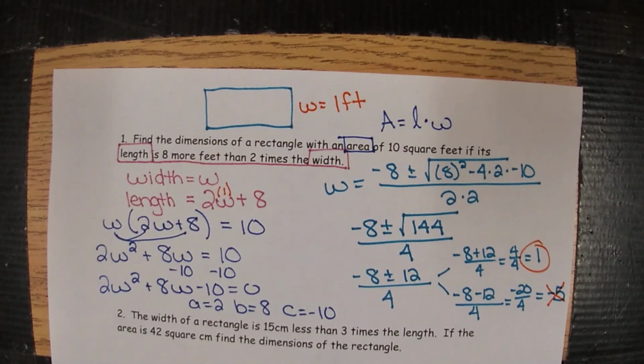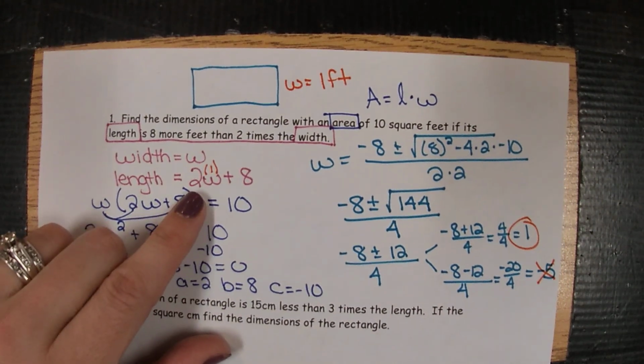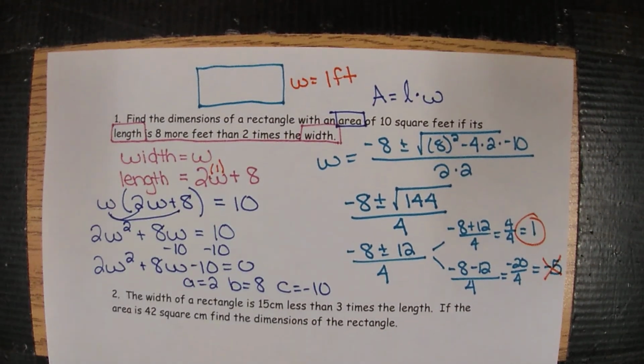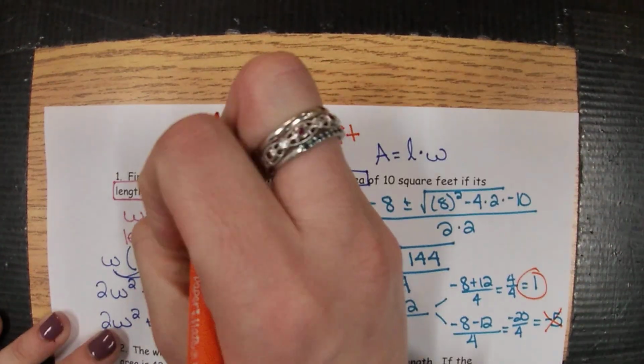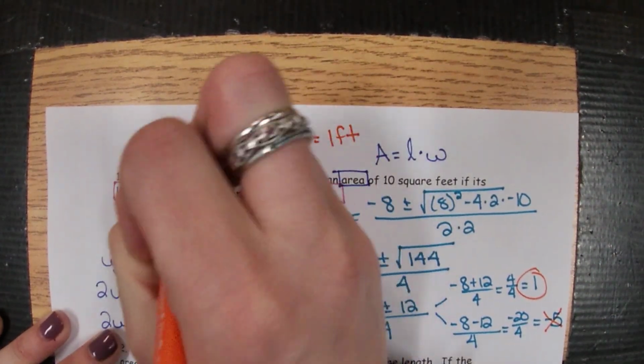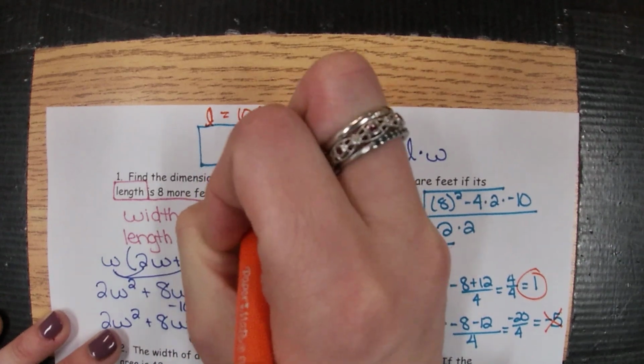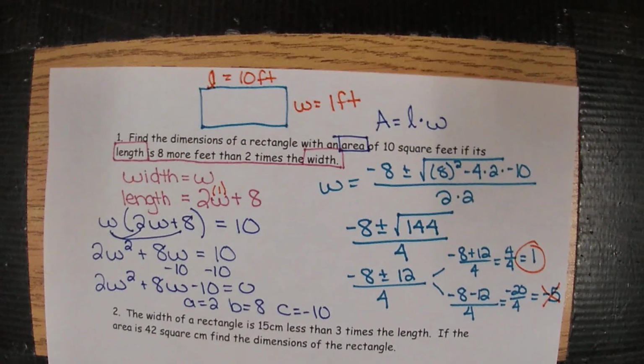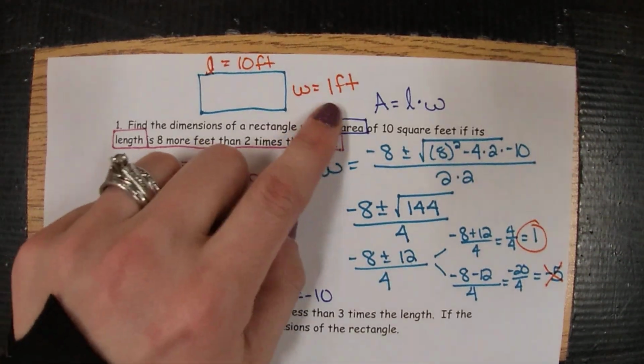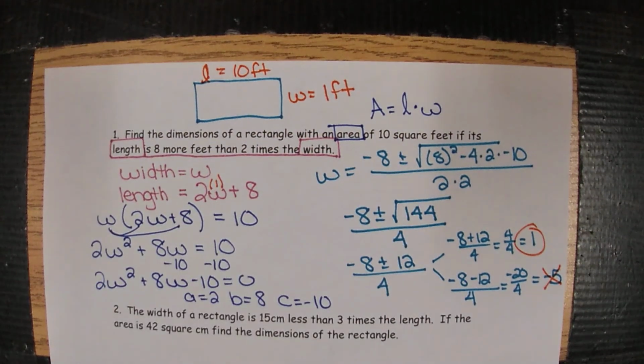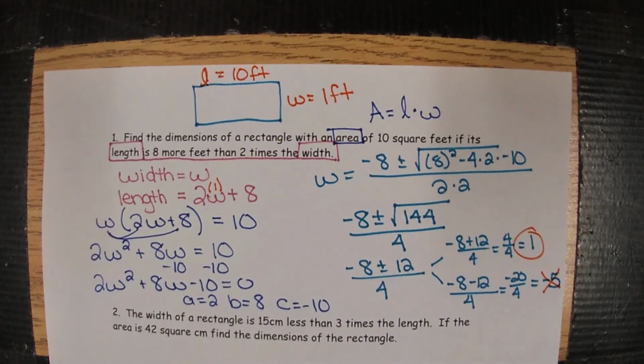Okay, which we have also done before. So if we take 2 times 1 plus 8, that gives us 10. So that tells us that our length is going to equal 10 feet. So we have a width of 1 foot and a length of 10 feet. And we could check that because 1 times 10 is 10. So that also matches our area of 10 square feet.